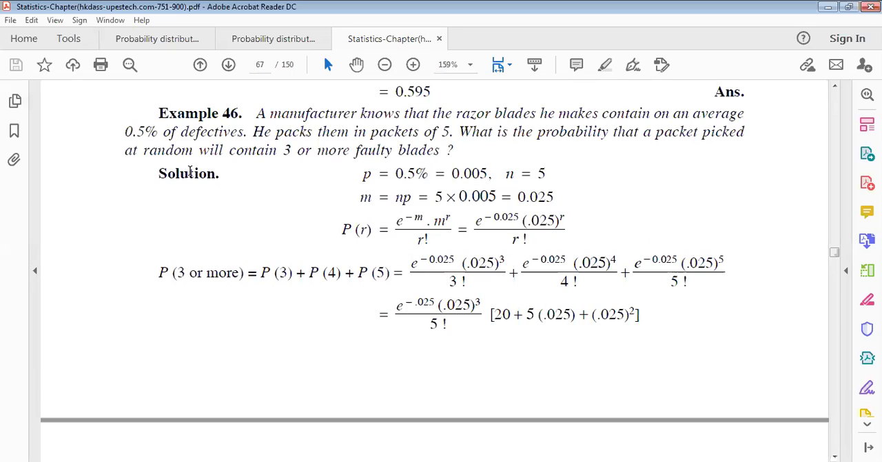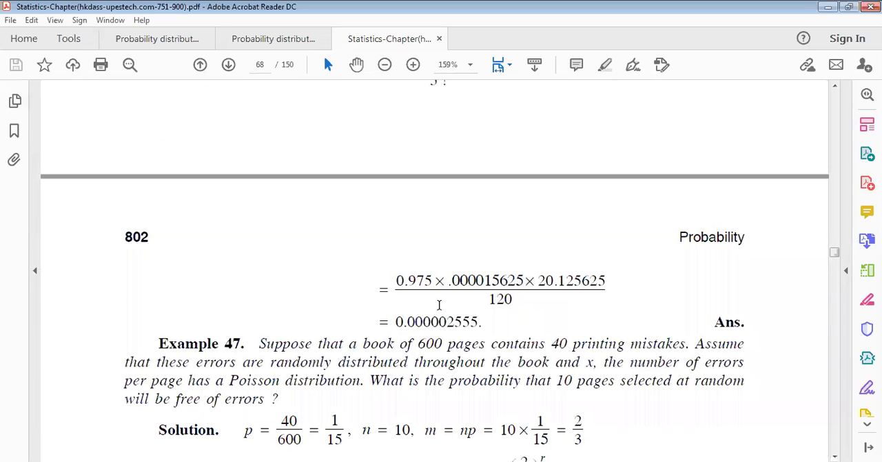Now we have to find the probability that a packet will contain 3 or more faulty blades. That means probability of 3 or more. 3 or more means what? 3 plus 4 plus 5, actually 5 is the total number. So if we take the sum of these 3 probabilities, we get our desired result. Now just putting r equals 3 in the probability density function of the Poisson distribution, we get this. For r equals 4, we get this. For r equals 5, we get this. Now e to the power minus 0.025 is common to all. Just taking the cube, taking 4, taking 5, calculating with the calculator, we get this. So the probability is very small, negligible.